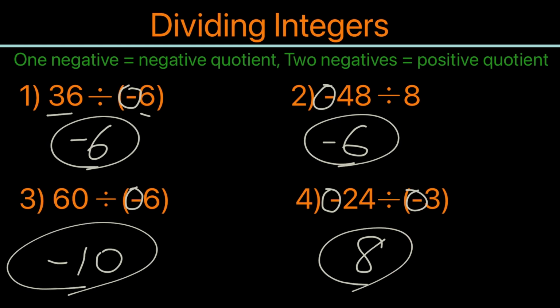So these are 4 examples of how you would divide integers. One negative will result in a negative quotient, whereas two negatives will result in a positive quotient.